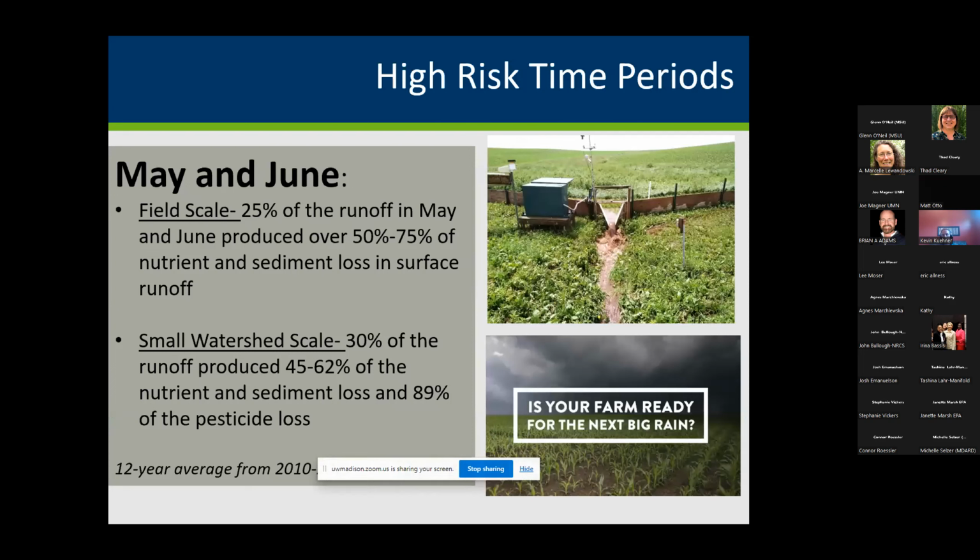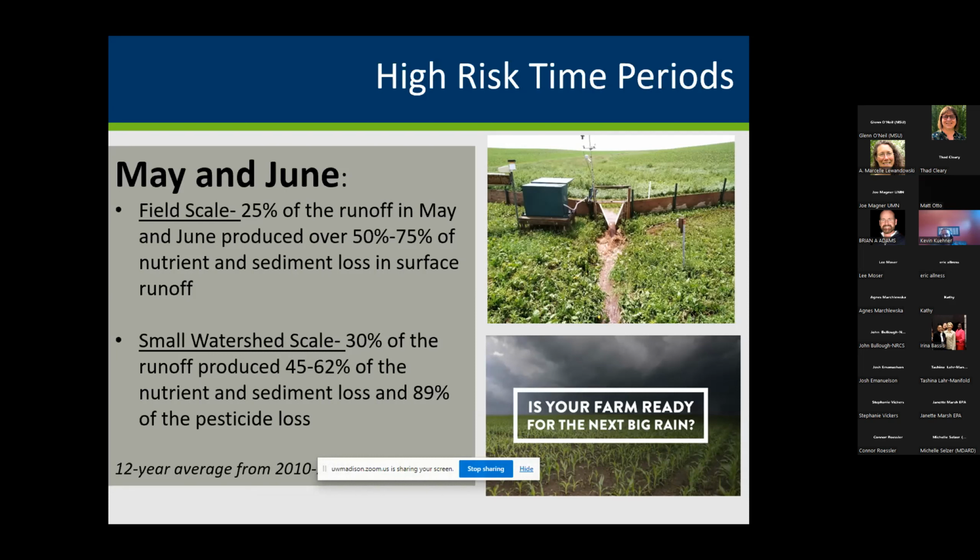I want to highlight some of the things we found during that study, which really helped guide how we implemented practices. The two things we highlight with the data are high risk time periods and high runoff risk areas. I'll talk about the high risk time periods first. These data are a 12-year average from 2010 through 2021.